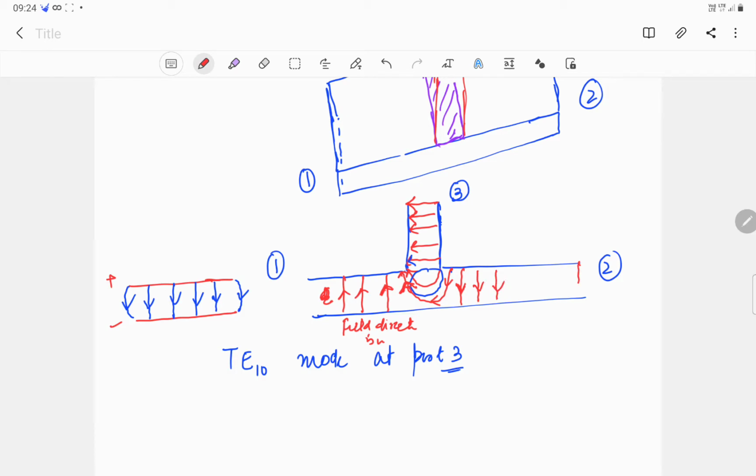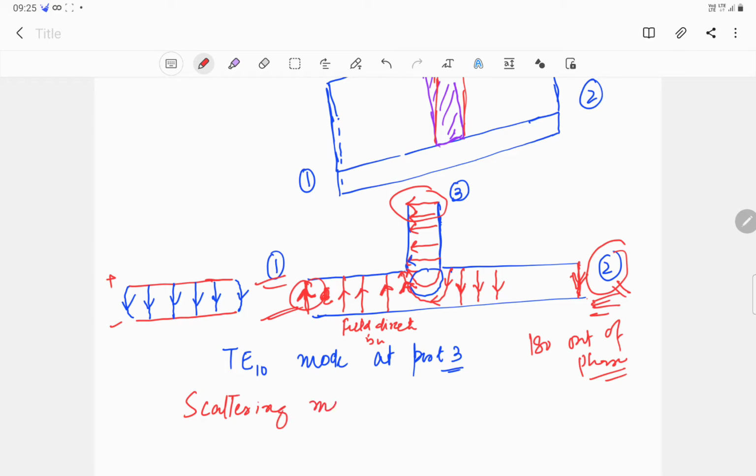So what it means is that the signals that come out of ports 2 and 1 are out of phase, because at port 1 the electric field direction is upwards, while at port 2 the electric field direction is downwards. So with respect to port 3, the signals coming out at ports 1 and 2 are 180 degrees out of phase, or have a phase difference of 180 degrees. Now, in order to understand the various properties of this E-plane T junction, we need to find its scattering matrix.